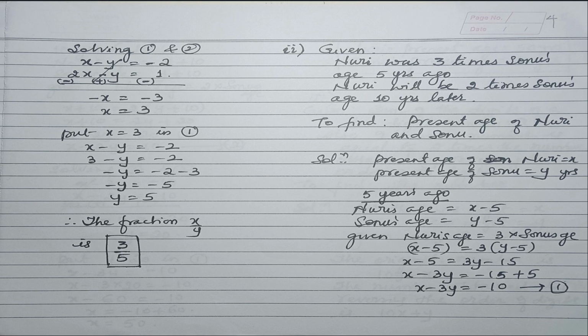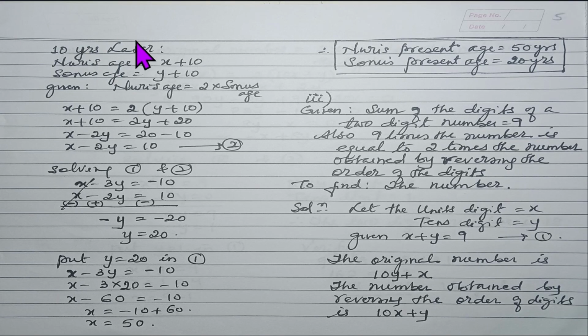Now coming to the second condition. 10 years later, Noori's age will definitely be X plus 10, because present age is X. Sonu's present age is Y, so 10 years after it will be Y plus 10. But we are given the condition that Noori's age is 2 times Sonu's age after 10 years, therefore X plus 10 is equal to 2 times (Y plus 10). Simplifying it, X plus 10 is equal to 2Y plus 20, X minus 2Y is equal to 20 minus 10, X minus 2Y equal to 10. So we have framed the second equation.